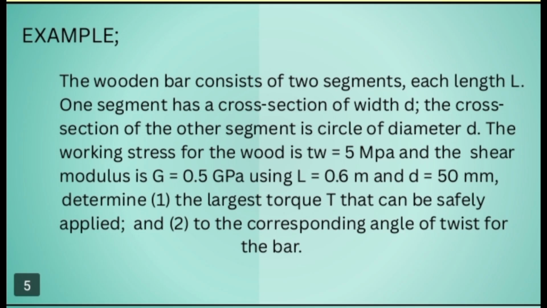The wooden bar consists of two segments, each of length L. One segment has a square cross-section of width D. The cross-section of the other segment is circular of diameter D. The working stress for the wood is tau W equals 5 megapascal, and the shear modulus is G equals 0.5 gigapascal. Using L equals 0.6 meter and D equals 50 millimeters, determine: 1, the largest torque T that can be safely applied, and 2, the corresponding angle of twist for the bar.